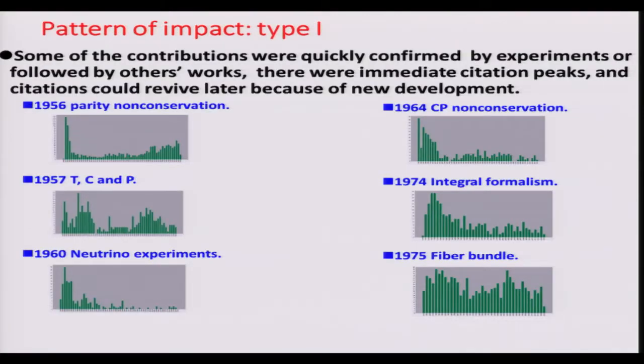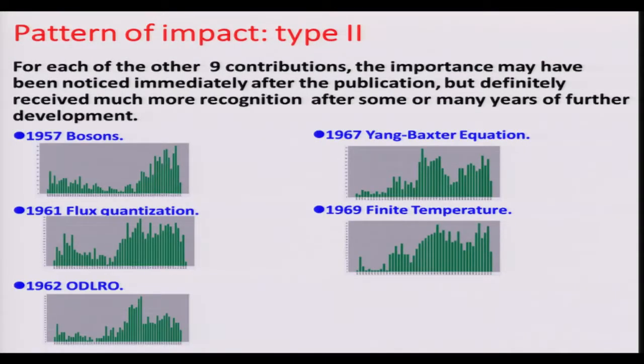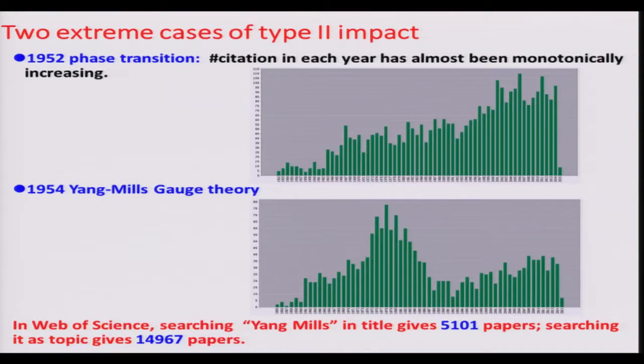Let me classify the impact among these 13 contributions into two types. One is those typified by the particle physics contributions. They have immediate, many citations, but there is a type 2 which has much more impact many years later. So these statistical mechanics works belong to this type, but also Yang-Mills theory. So you see two extreme cases: one is on phase transition, as I already said, and also Yang-Mills theory.